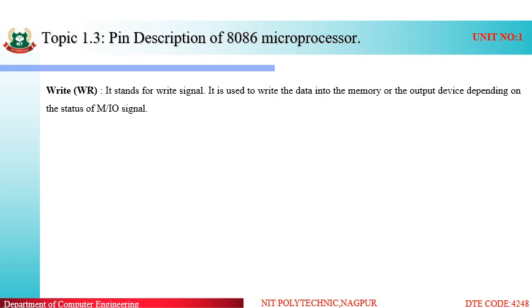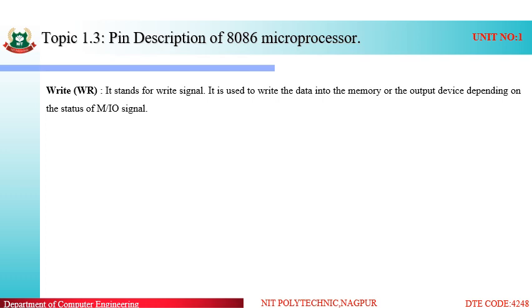RD bar and WR bar are used in combination with the M/IO bar signal. The M/IO bar signal is a memory/input-output signal. When we have to perform a memory read, M/IO bar will be 1, because M is an active high signal, and IO bar is an active low signal, so it is activated when we provide 0. So M/IO bar equal to 1 means a memory related operation.